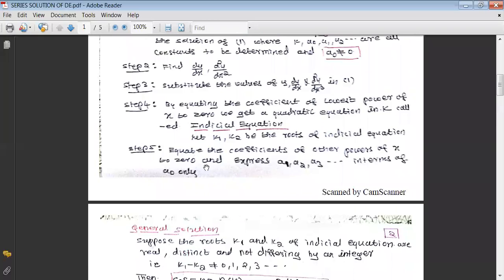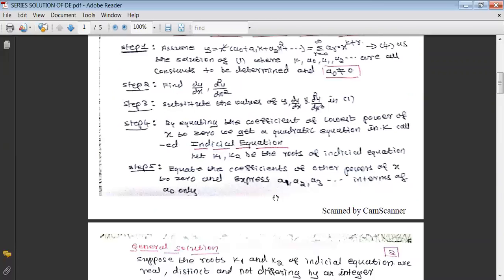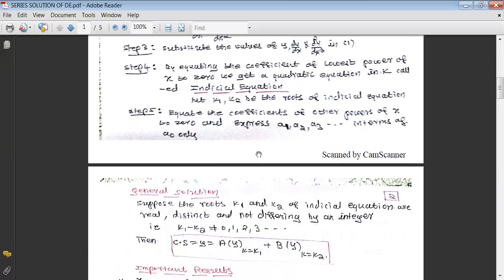And the fifth step is similar. Then we have to equate the coefficients of the other powers of x to 0, and we have to express a1, a2, a3, and so on in terms of a0 only. Earlier, we expressed a2, a3, a4, and so on in terms of a0 and a1. But in this case, you have to express all of a1, a2, a3, and so on in terms of a0 only. These are the steps to be followed.